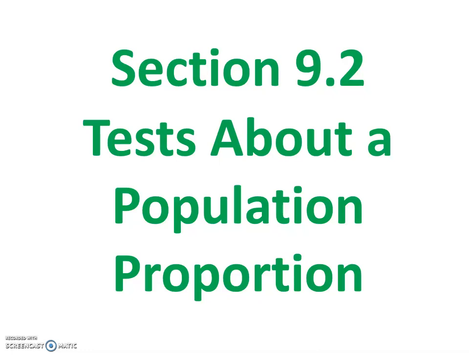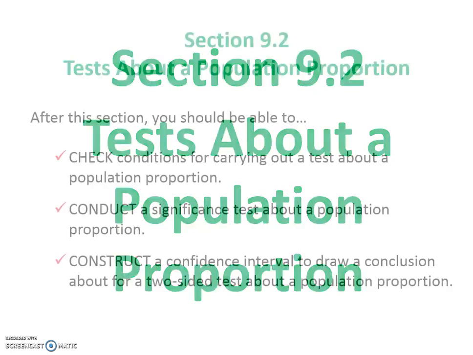Hey guys, we are starting the second section of Chapter 9. We're actually going to start and perform a significance test for a population proportion. So in the first section, we talked about the basics of significance testing. Now we're actually going to carry one out from start to finish.